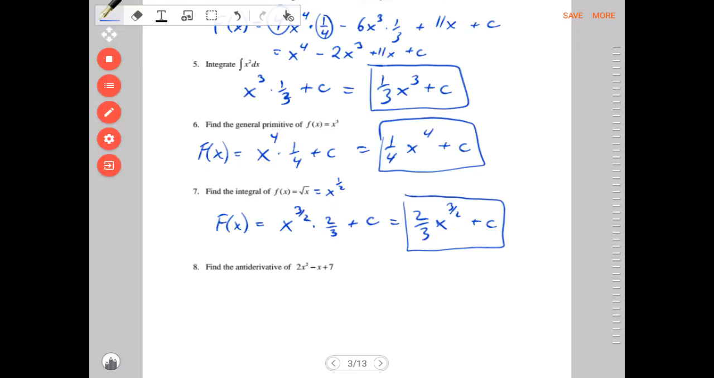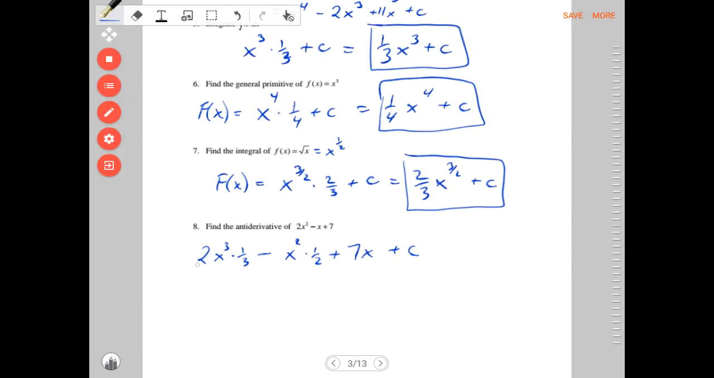Not a problem. And then the last one, find the antiderivative of that. Raise the exponent by 1, multiply by the reciprocal, minus, so that's going to be x squared times 1/2 plus 7x plus c. Then we just do a little bit of rearranging. 2 times 1/3 is just 2/3 x cubed minus 1/2 x squared plus 7x plus c.